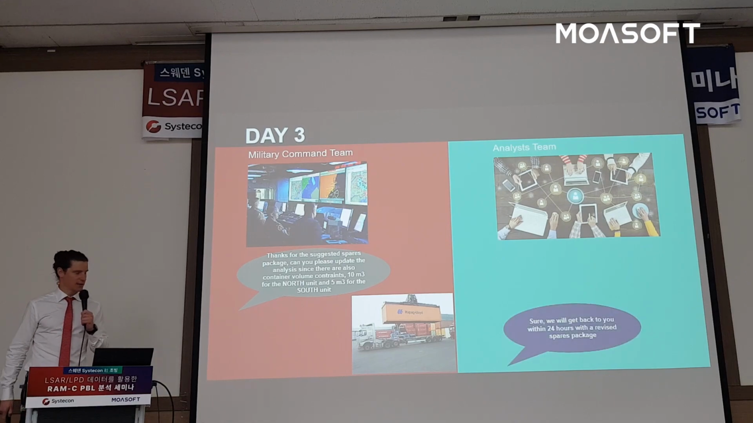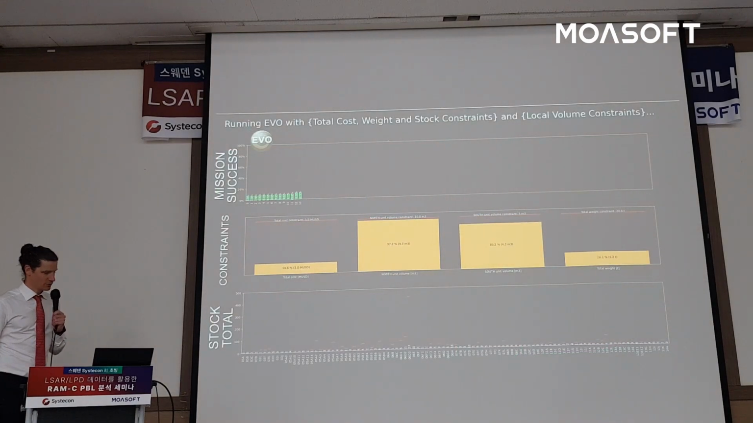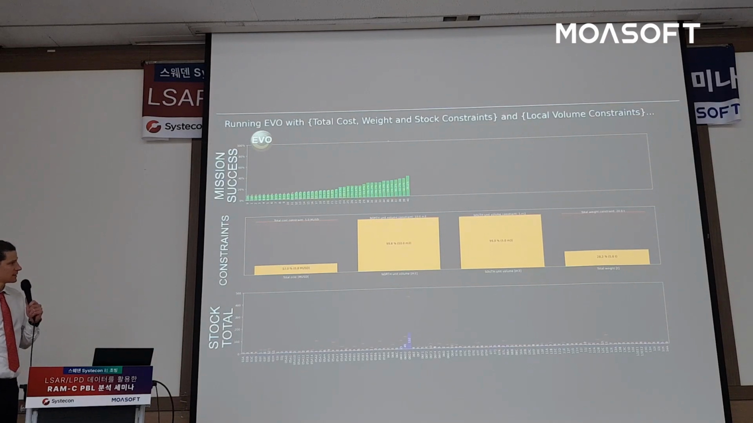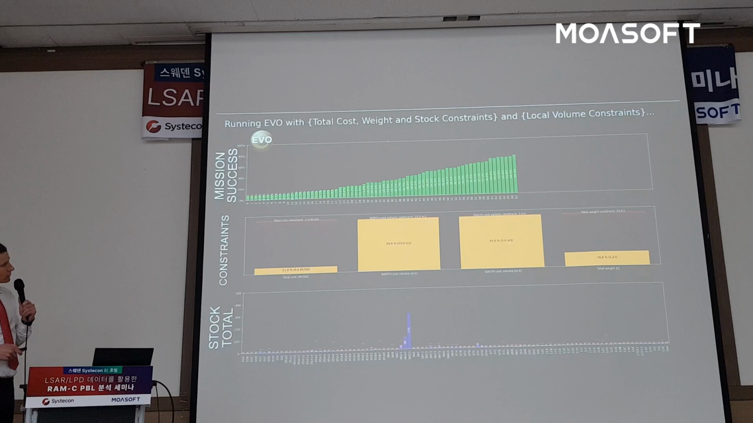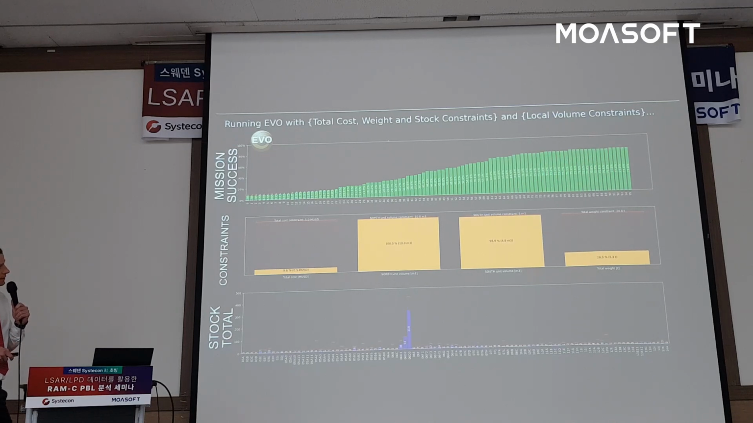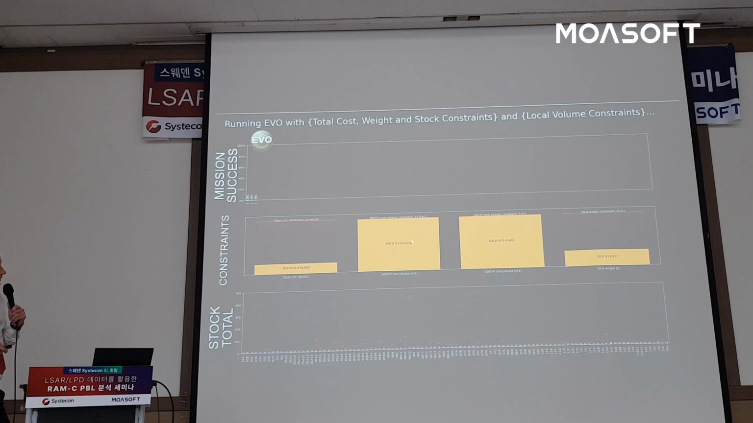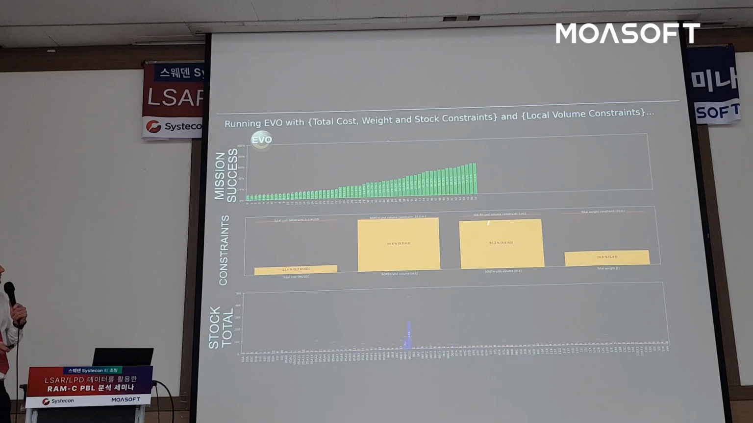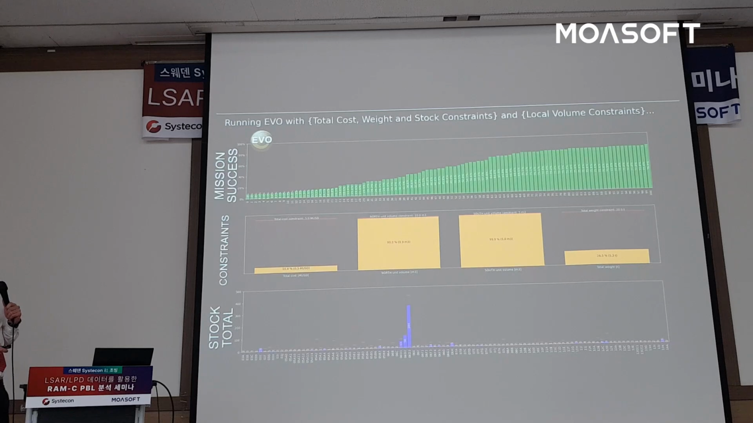Sure, let's do that. So we add this to the EVO calculation, to the input, as another boundary that we're not allowed to exceed. And now in the middle there, you see the north unit here and the south unit here, with our constraints of 10 cubic and 5 cubic meters. And you see now that those are the ones that hit the roof, so to speak, which means that they are the constraint now. They limit us in what we can achieve.